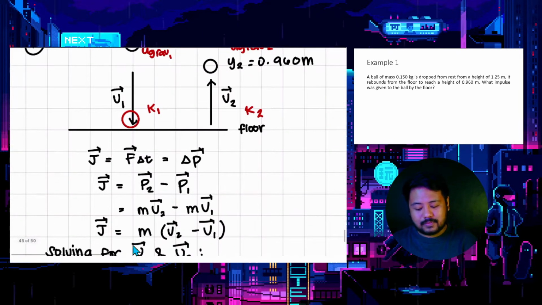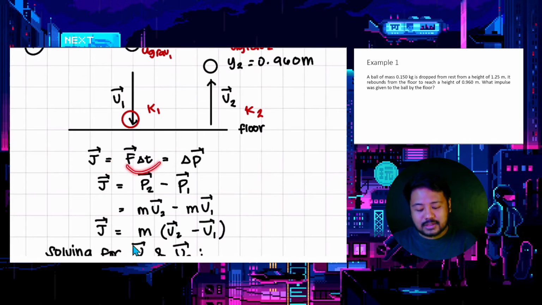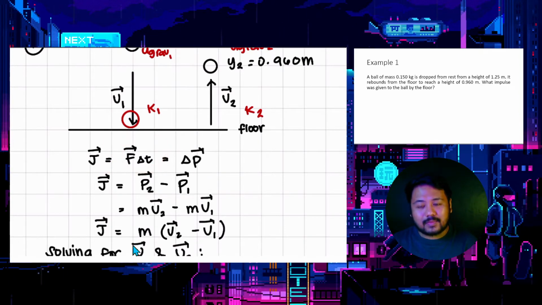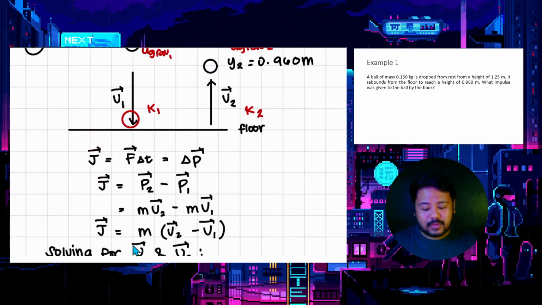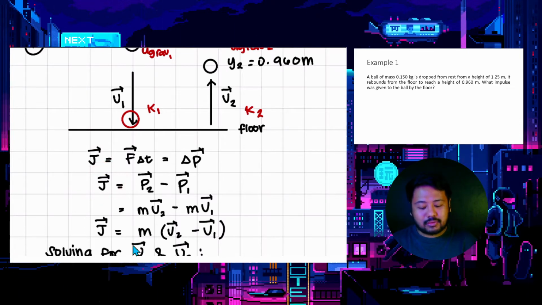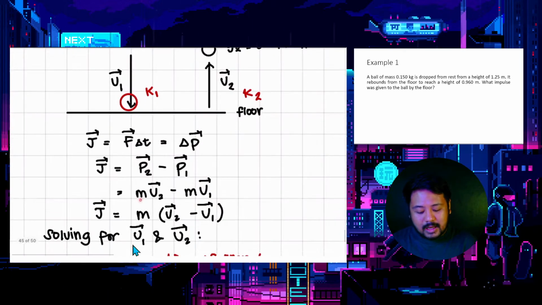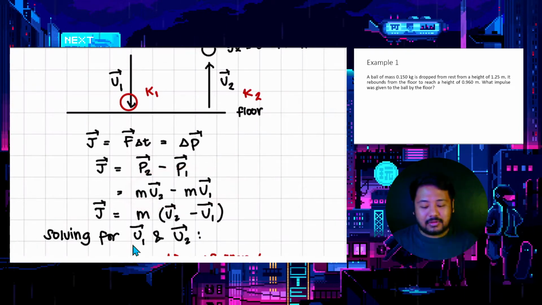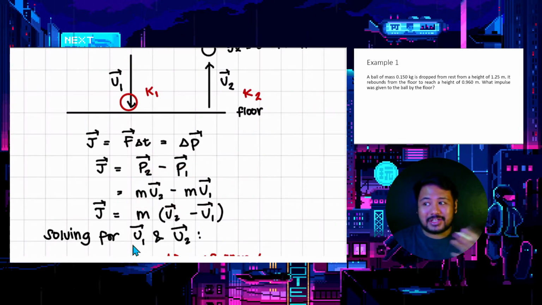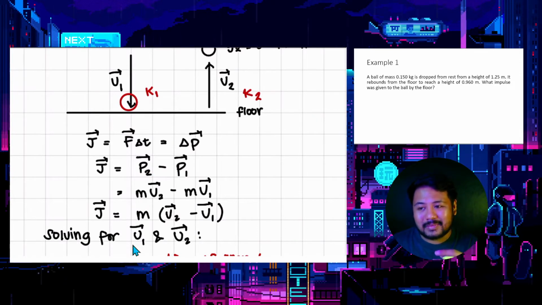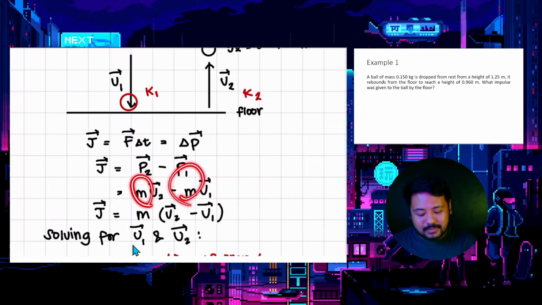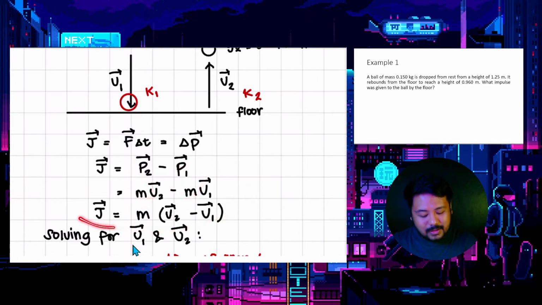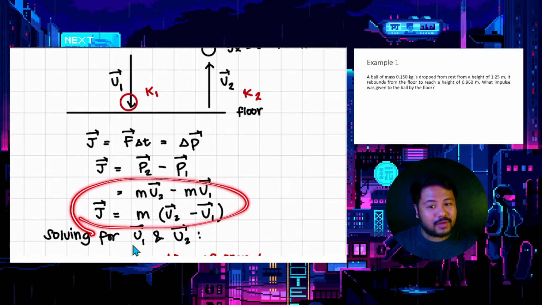So for all we know, impulse is just equal to the force times the change in time, wherein impulse is also equivalent to the change in momentum. So our impulse now is just equal to P2 minus P1, or that is mv2 minus mv1. And for all we know, while it is gaining and decreasing momentum, our ball does not change its mass. So the mass is just the same. So the impulse now is this one. Impulse is just equal to mv2 minus mv1.